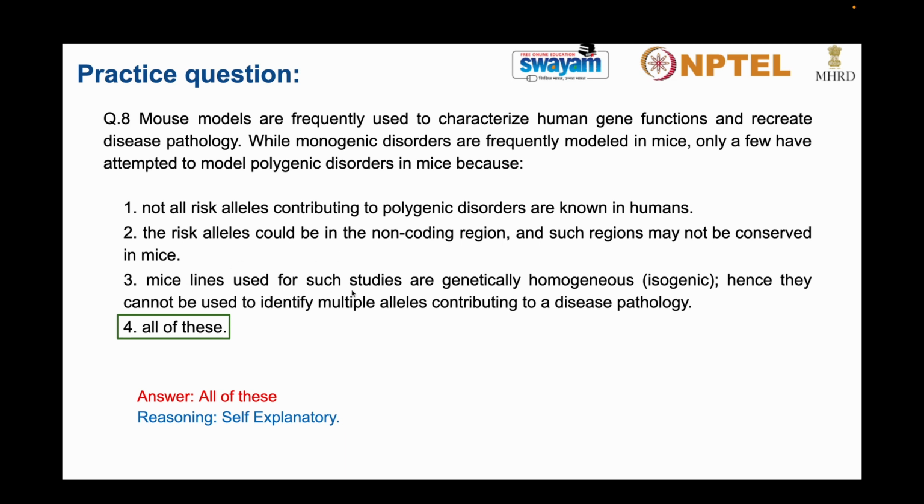Then mice lines used for such studies are genetically homogeneous or isogenic. So hence they cannot be used to identify the multiple alleles contributing to the disease pathology. So this is also the reason why we can't use the mice models to model the polygenic disorders. So I hope it is clear why the correct answer is all of these.